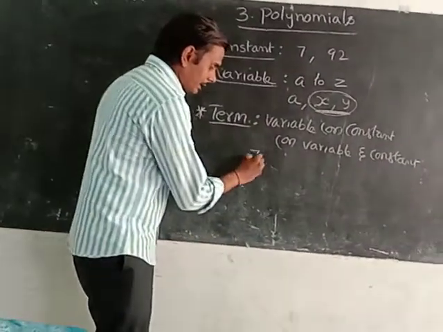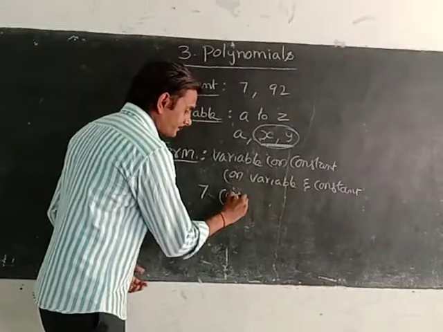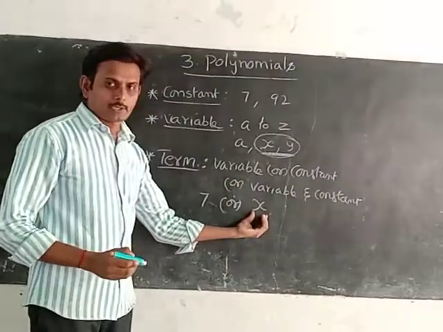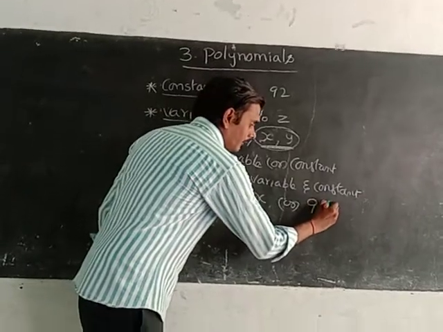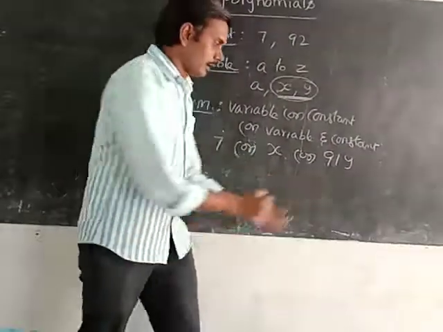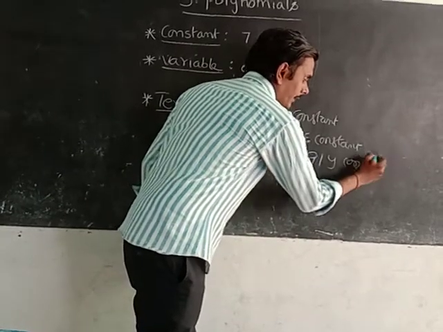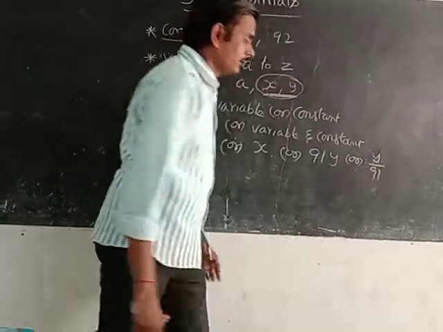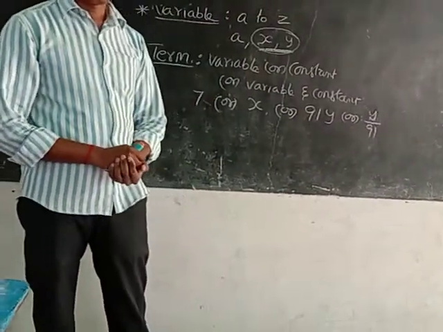For example, I take 7. This is a term. Or we can take x. This is one term. Or we can take 91y. This is one term. Or we can write y by 91. This is one term. These combinations we can take as a term.